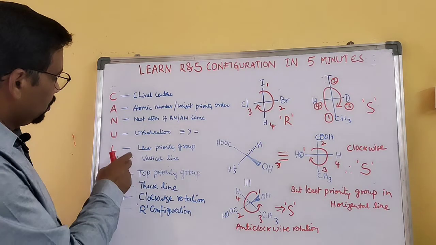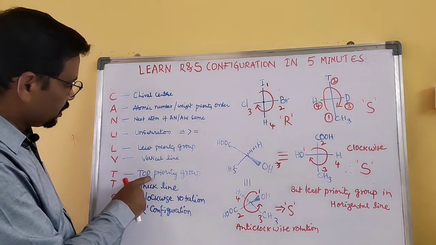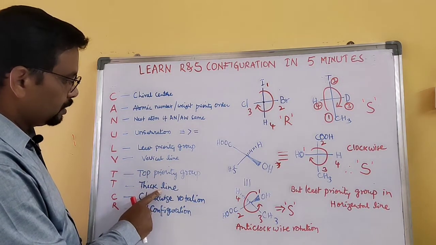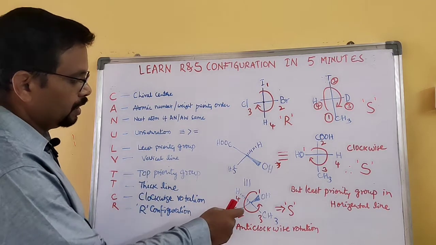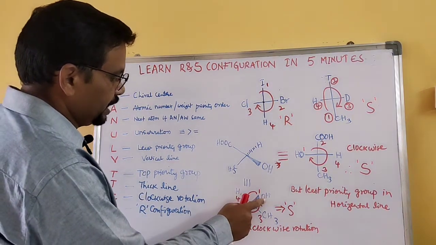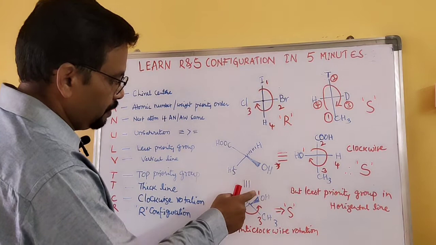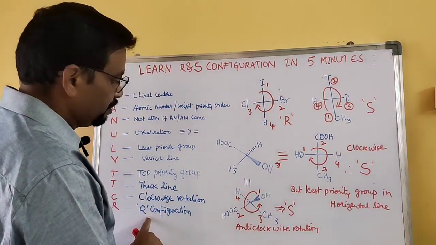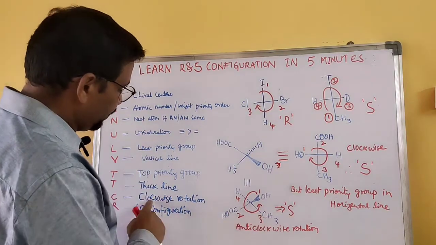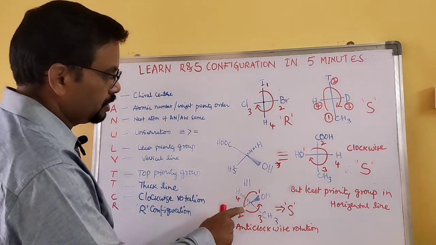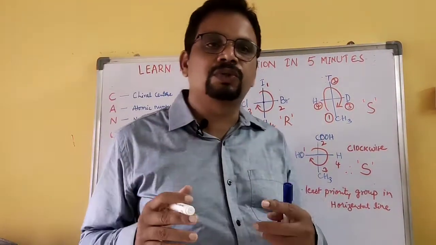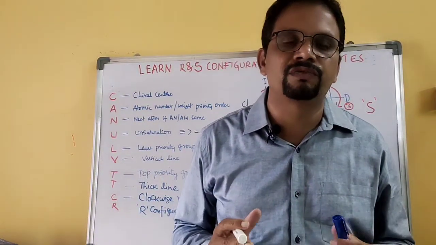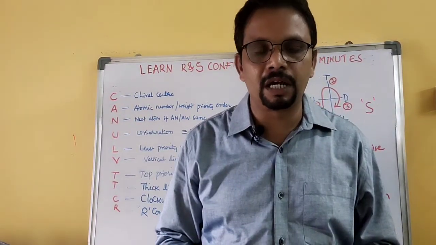Okay, so suppose the top priority group is in a thick line, then clockwise rotation is R. Here this is the top priority group, it is in a thick line, and if here it is anti-clockwise rotation, anti-clockwise rotation means S configuration. If it is clockwise rotation, R configuration. So this is the simple way you need to assign RS configurations for different chiral centers or chiral molecules.